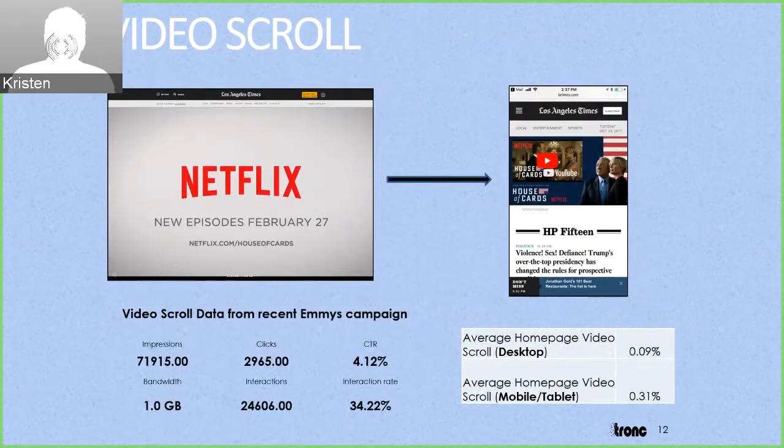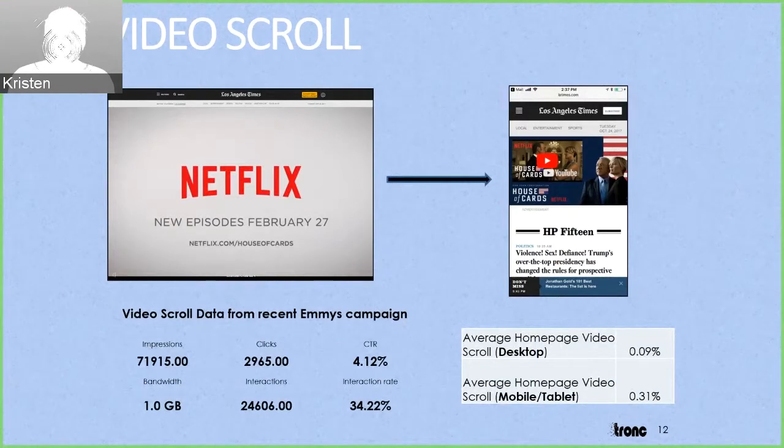So this is another unit that we've been seeing a ton of success with, especially in the entertainment vertical. It was sort of our answer to the video wall, which we've been running for a little over 2 years. But unlike the video wall, the video scroll is mobile and tablet compatible. So these units actually see about a 3 to 7% CTR across mobile and tablet devices.